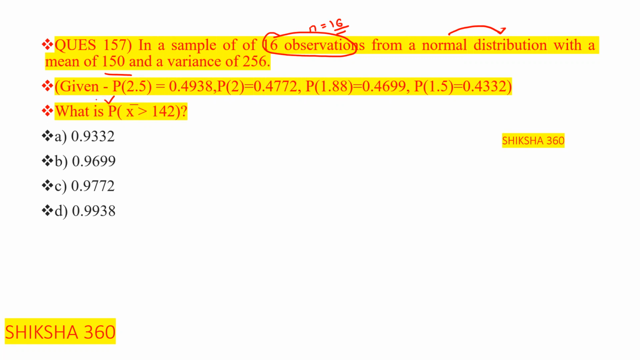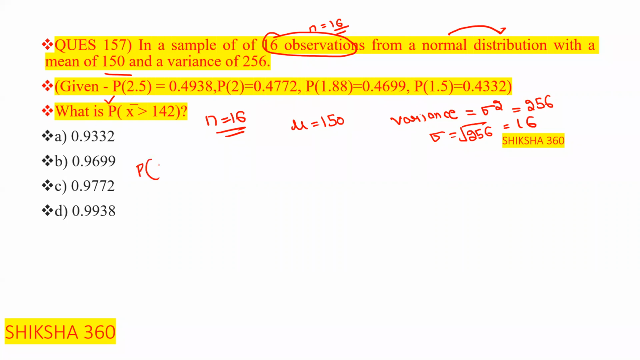So let's start. n is equal to 16, the mean mu is equal to 150, and the variance given is 256. Variance is sigma square, so sigma comes out to be the square root of 256, that is 16. And we have to find the probability that x bar is greater than 142.